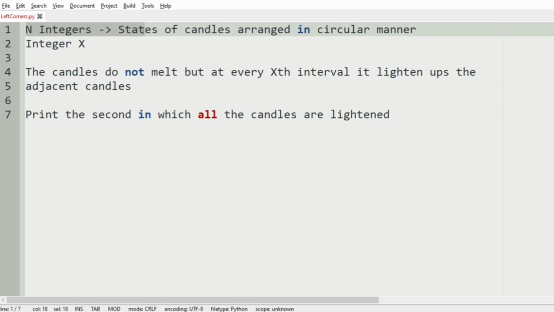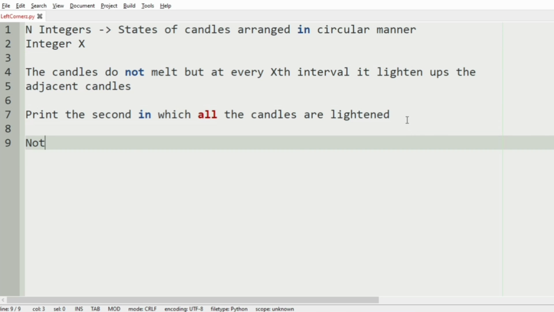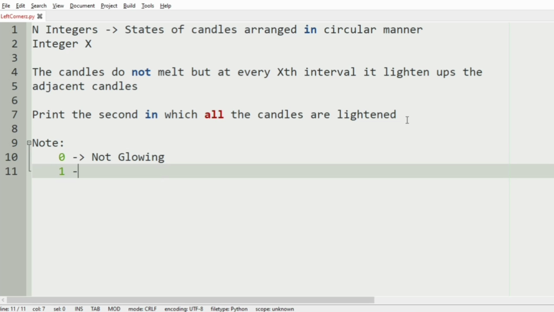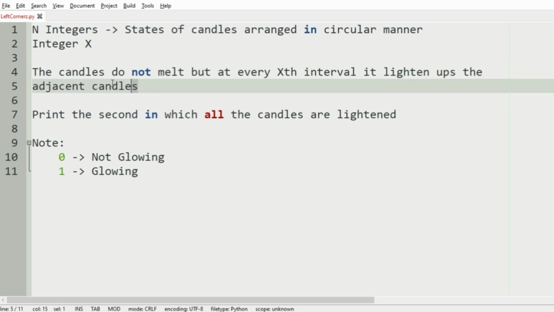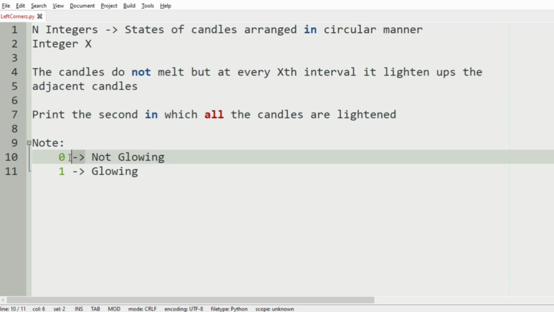So first we are going to accept the n integers which represent the states of candles arranged in a circular manner. Note that 0 represents not glowing and 1 represents glowing. The candles do not melt, but at every x interval they light up the adjacent candles, and the program prints the second in which all the candles are lightened.